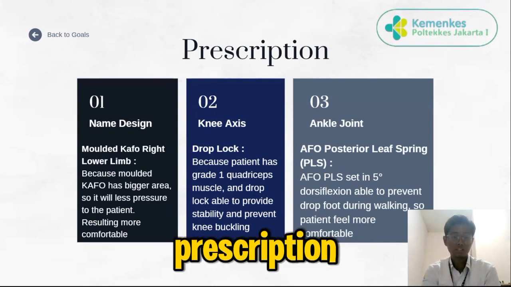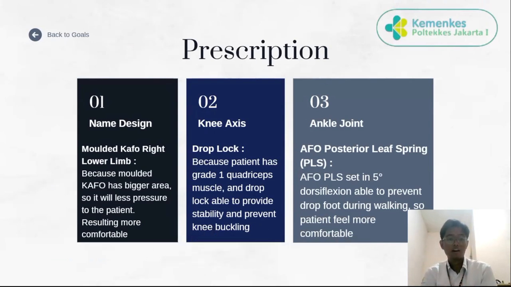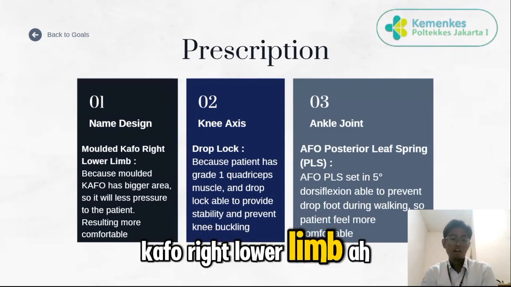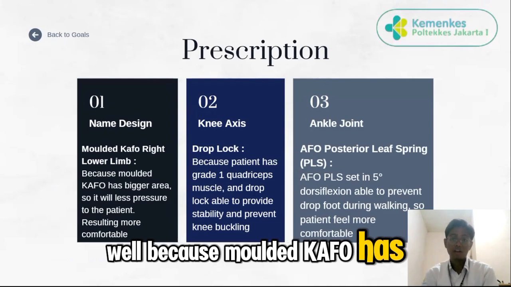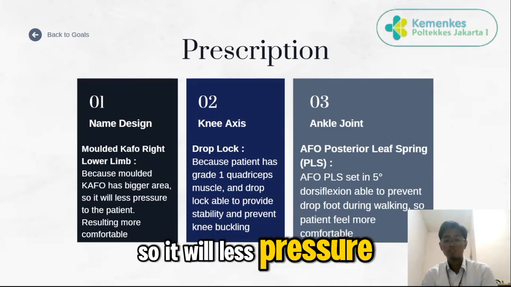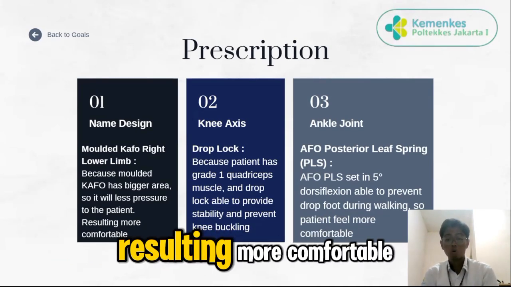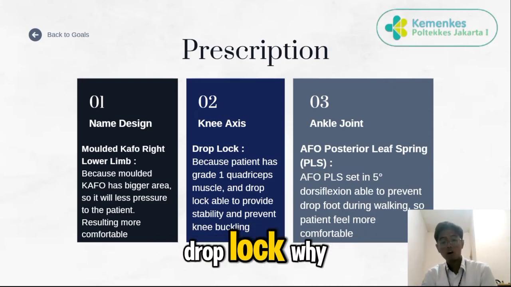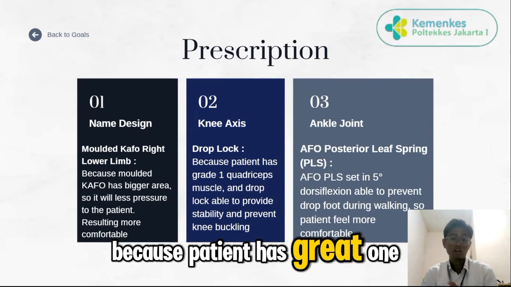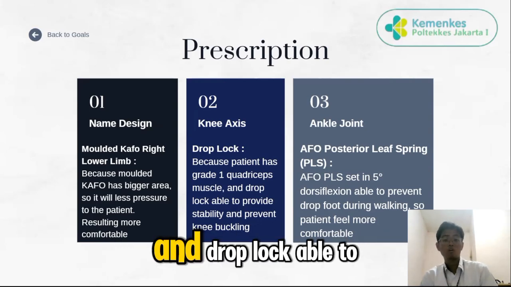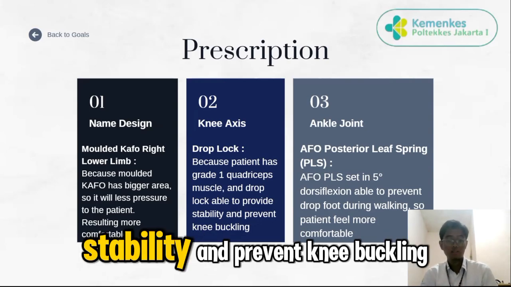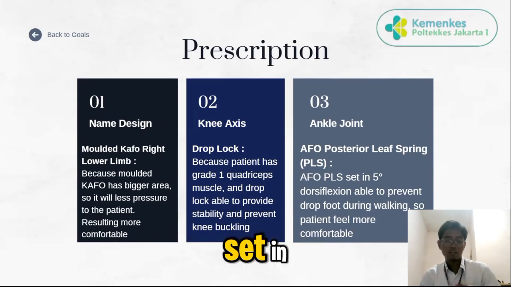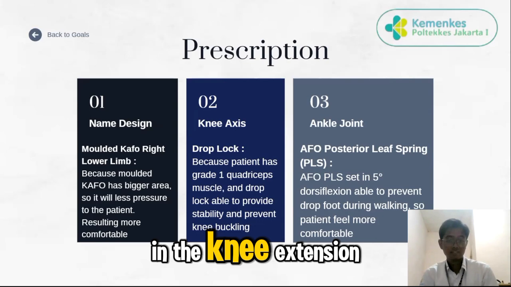So the next one is prescription. For our design, we will give the patient a molded CAFO for the right lower limb. Because a molded CAFO has a bigger area, there will be less pressure on the patient and it will be more comfortable. And for the knee axis, we will give a drop lock. Why? Because the patient has grade 1 quadriceps muscle and a drop lock is able to provide stability and prevent knee buckling, because the drop lock will be set in knee extension.